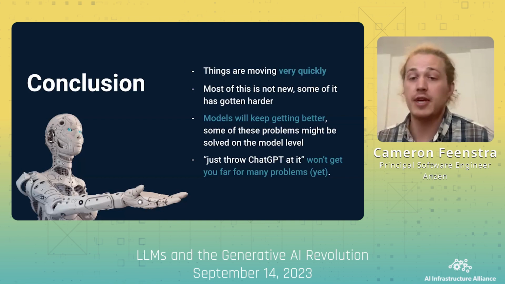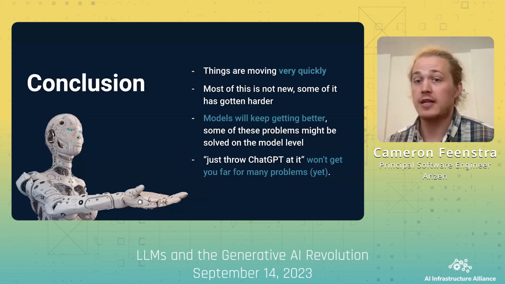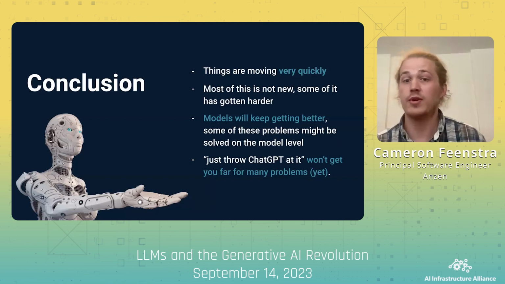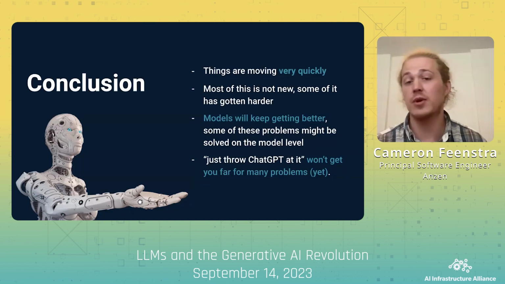Now, the models are going to keep getting better. That's one thing that's certain. Open source models are likely to start being more production ready. At the moment, there's not really anything open source that meaningfully competes with OpenAI. But today, just throwing a bunch of information at ChatGPT or whatever model it is isn't going to get you far for many problems, particularly ones where you really need the result to be correct.